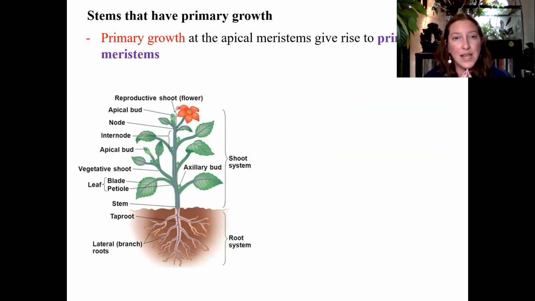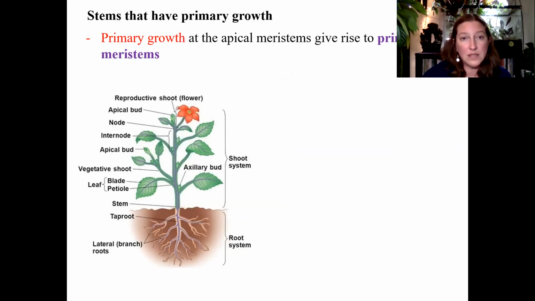Primary growth, this is what I was just saying when watching the video. Primary growth at the apical meristems gives rise to primary meristems. So the apical meristems are going to make new tissues. And the first tissues that those apical meristems make are called primary meristems, shown here in purple.